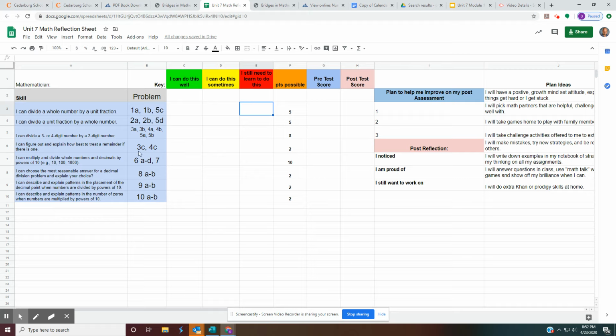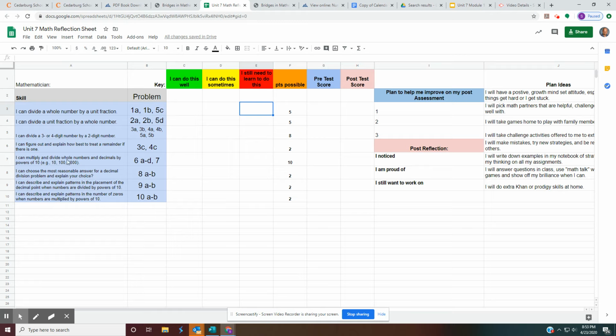So now look at questions 3C and 4C. It says I can figure out and explain how best to treat a remainder if there is one. So you're going to look at your answers for 3C and 4C. Did you correctly use the remainder? Did you need to include the remainder in your answer? That's only 2 points. So really, this might be something that you can do well, or that you need to know how to do, or I could do this sometimes. I guess if you got 1 point right, then I would kind of accept that.